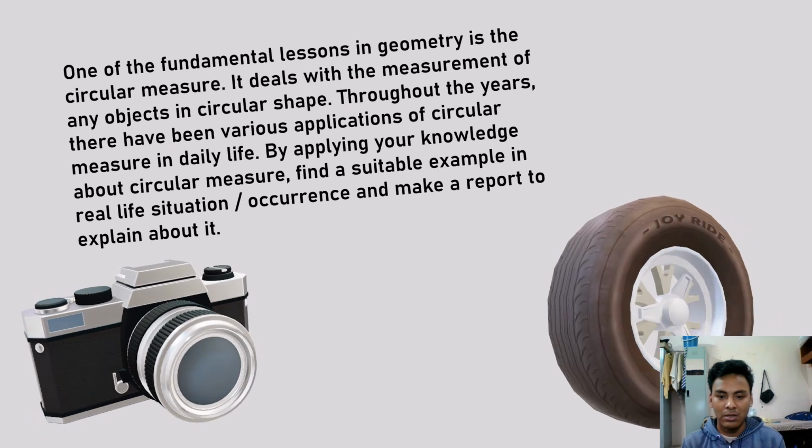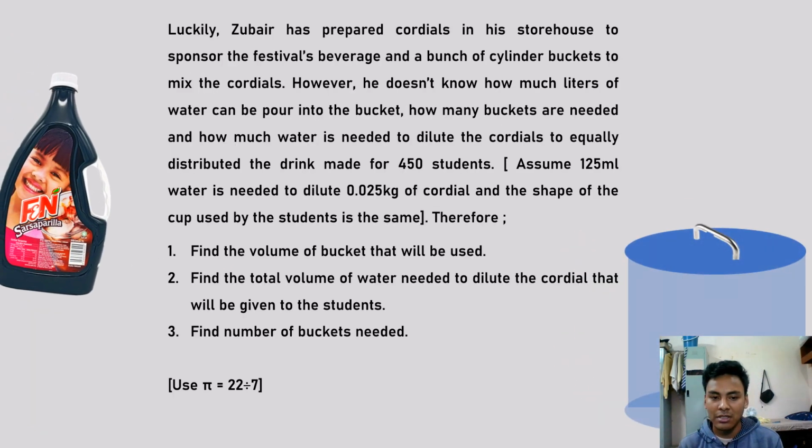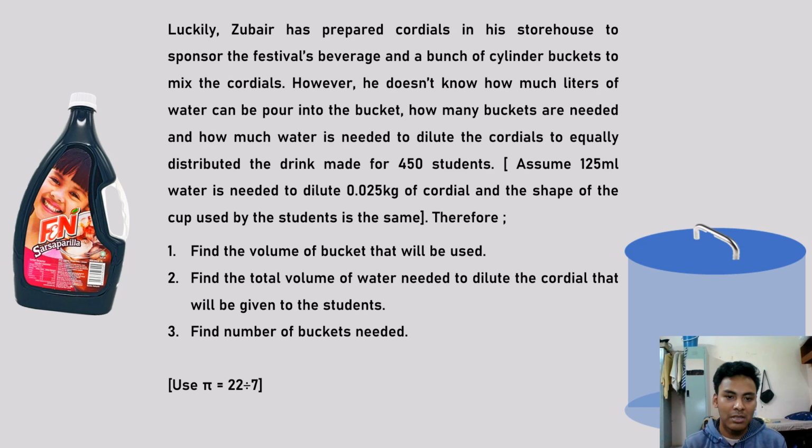explain about it. So we have created a problem statement which states that Zubair has prepared cordial in his storehouse to sponsor the festival's beverage and a bunch of cylinder buckets to mix the cordial. However, he doesn't know how many liters of water can be poured into the bucket, how many buckets are needed, and how much water is needed to dilute the cordial to equally distribute the drink made for 450 students.